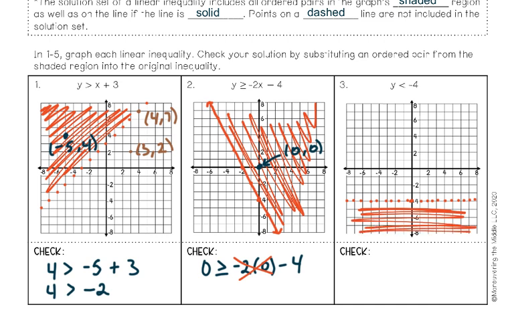Whenever you test out a point, you could still test out (0, 0). In this case, it's not in the solution set, so it shouldn't work for the inequality. And that's true. 0 is not less than negative 4. But if you pick a point that's in the solution set, for example, (0, -6), it should yield a true statement. Since negative 6 is less than negative 4, it should be in the shaded area.